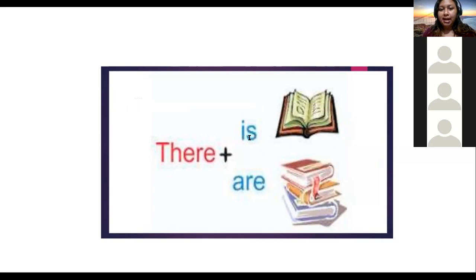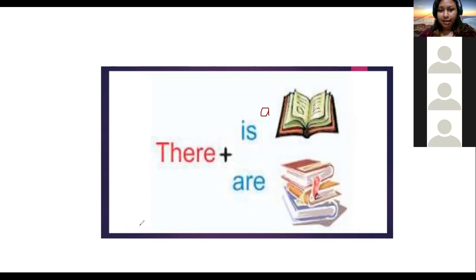For example, ¿qué dice acá en esta imagen? There is a book. ¿Qué dice en español? Hay libro. Recuerden, hay de haber, de existir. Hay un libro. Recuerden, un libro. Aquí lo vamos a poner. Okay. There is a book. Hay un libro. Y aquí abajo, there are books. Hay unos libros. Hay libros. Okay. So, there is, quiere decir, hay.